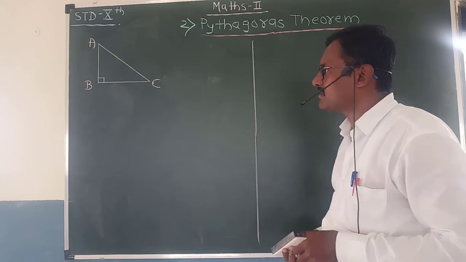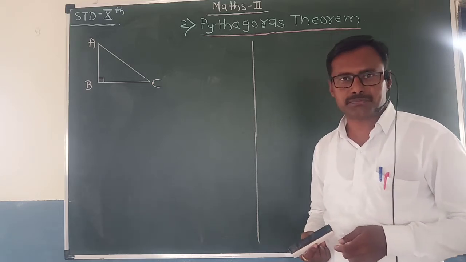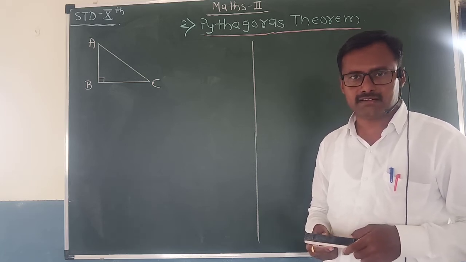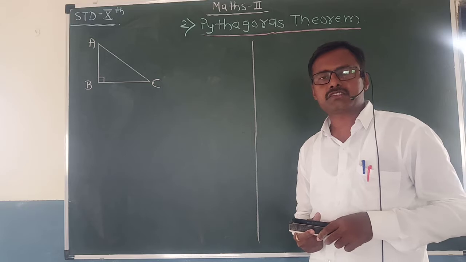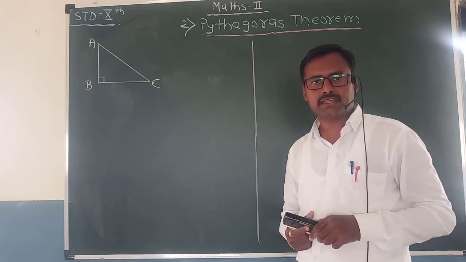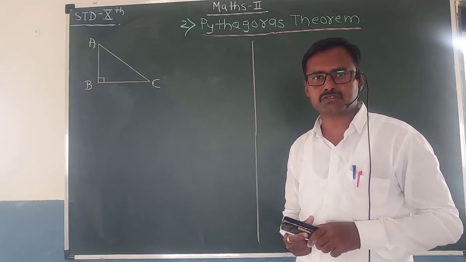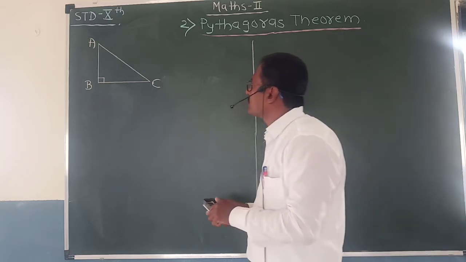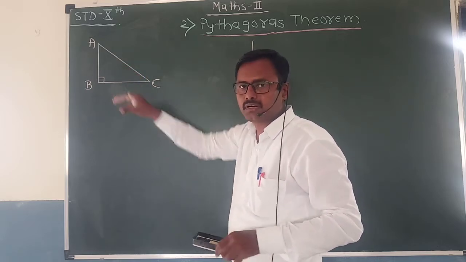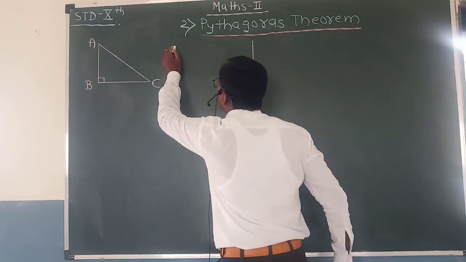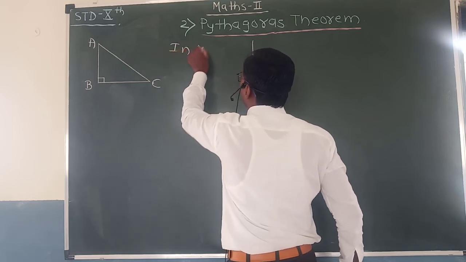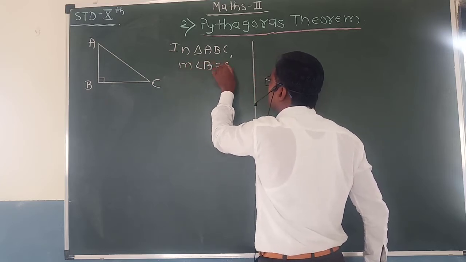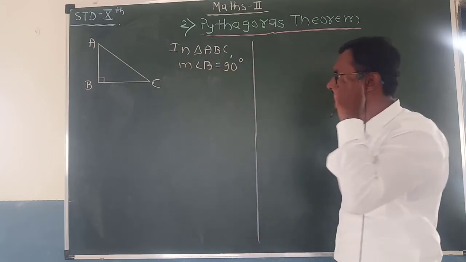Now, what is the statement of Pythagoras theorem? The statement is, in a right angle triangle, the square of the hypotenuse is equal to the sum of the squares of the remaining two sides. So, related to triangle ABC, in triangle ABC, the measure of angle B is 90 degrees.